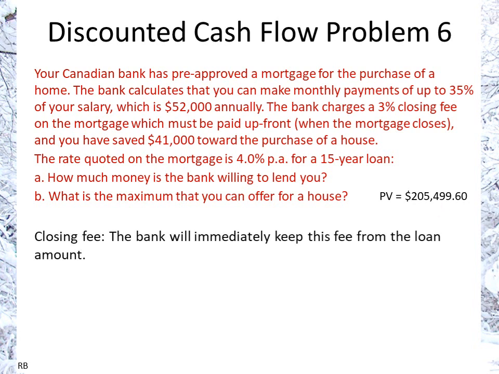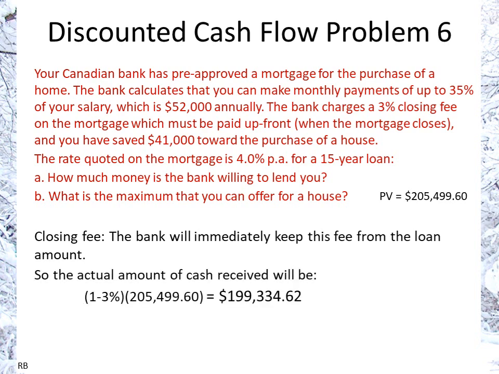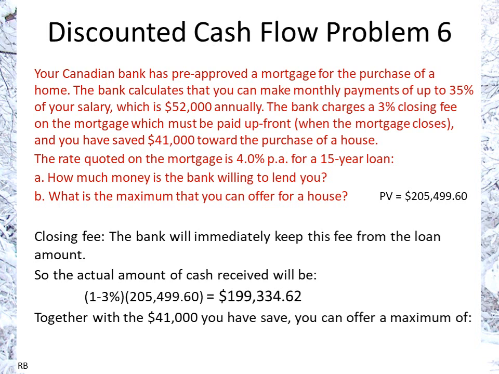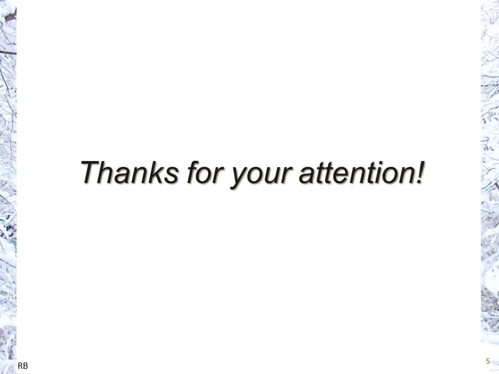Now we need to figure out how much is the maximum you can offer. So that's question B. The closing fee: the bank will immediately keep it from the loan. So they're going to keep 3% of that loan, meaning you're going to receive the remainder, which is 97%. So the amount of cash you will receive is 1 minus 3%, or 97%, of 205,499. So that's $199,334.62. That means with the $41,000 you've saved towards the purchase of a house, you can offer a maximum price of the 199 plus the 41,000. That gives you $240,334 that you can offer for the house. So thank you for your attention and hope that helped.